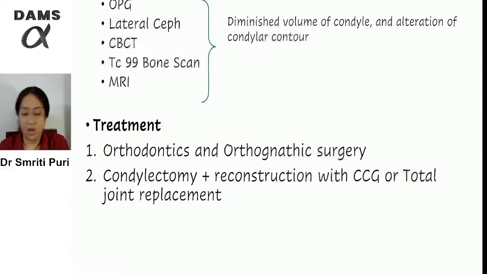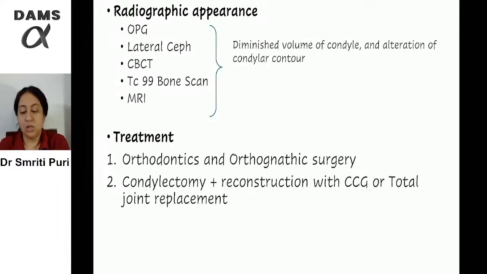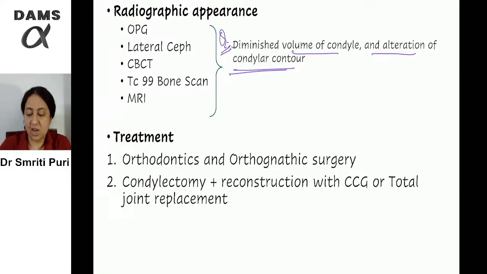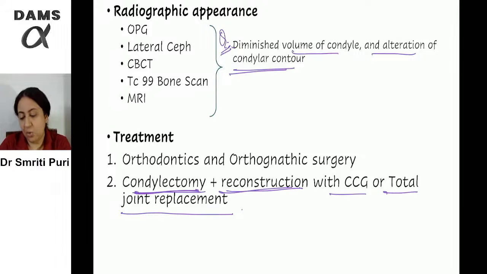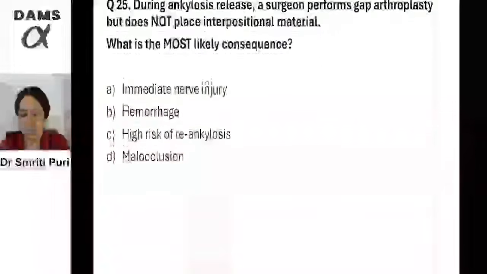On radiography, there is diminished volume of condyle and alteration of condylar contour. The treatment is orthodontics and orthognathic surgery. If this is not possible, then condylectomy and reconstruction with osteochondral graft or total joint replacement depending on the age of the patient. So if you need to preserve the growth center, you will do an osteochondral graft. Or if the growth is complete, you will do a total joint replacement.